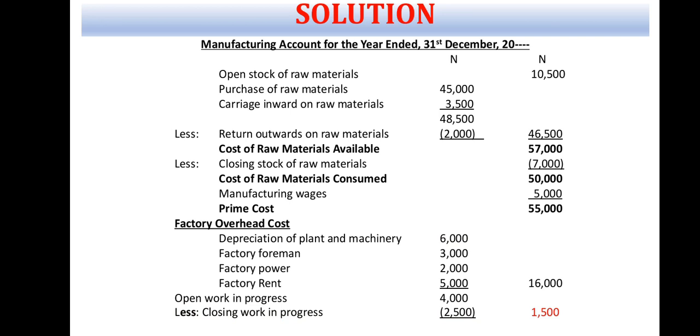So if we add everything together, 55,000 plus 16,000 plus 1,500, that is going to give us 72,500. So this amount represents our cost of production. So that means the cost of producing the finished product is 72,500. So that is all about preparation of manufacturing account.